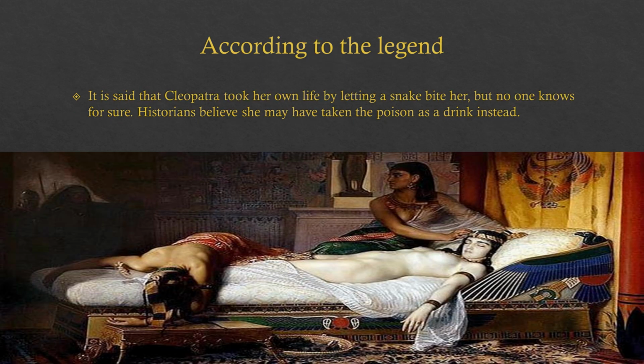How? Well, according to the legend, Cleopatra took her own life by letting a snake bite her. But nobody really knows for sure. Most historians believe that she might instead have taken poison as a drink. Much more easy and convenient.